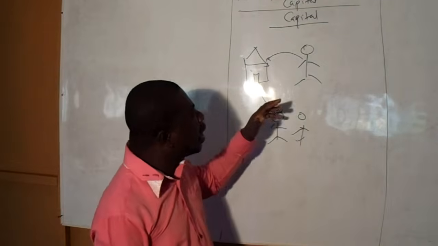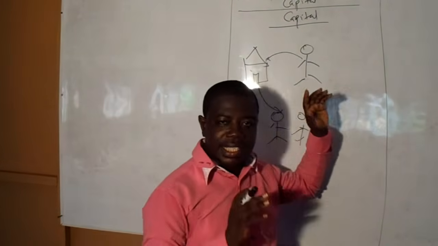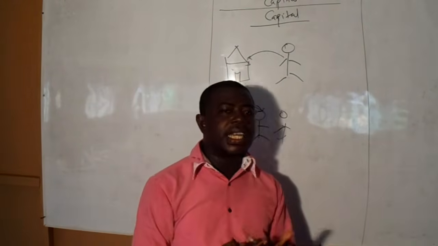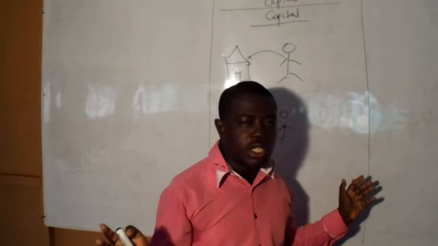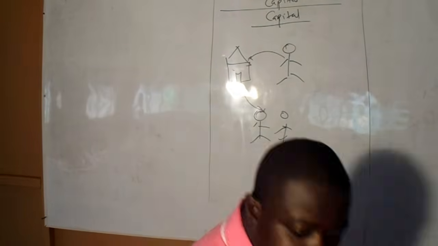Okay, and so capital is just like a liability because the business is seen as a separate person from the owner. So capital refers to the obligation that the business has to the owner, or the owner's money, or the resources of the owner that is in the business. That is your capital. All right.